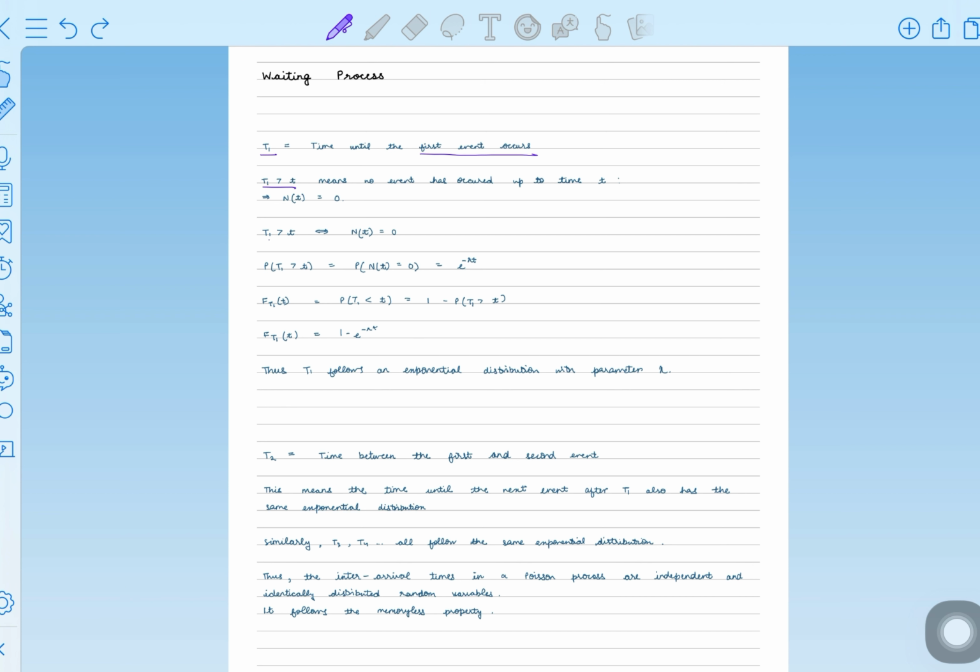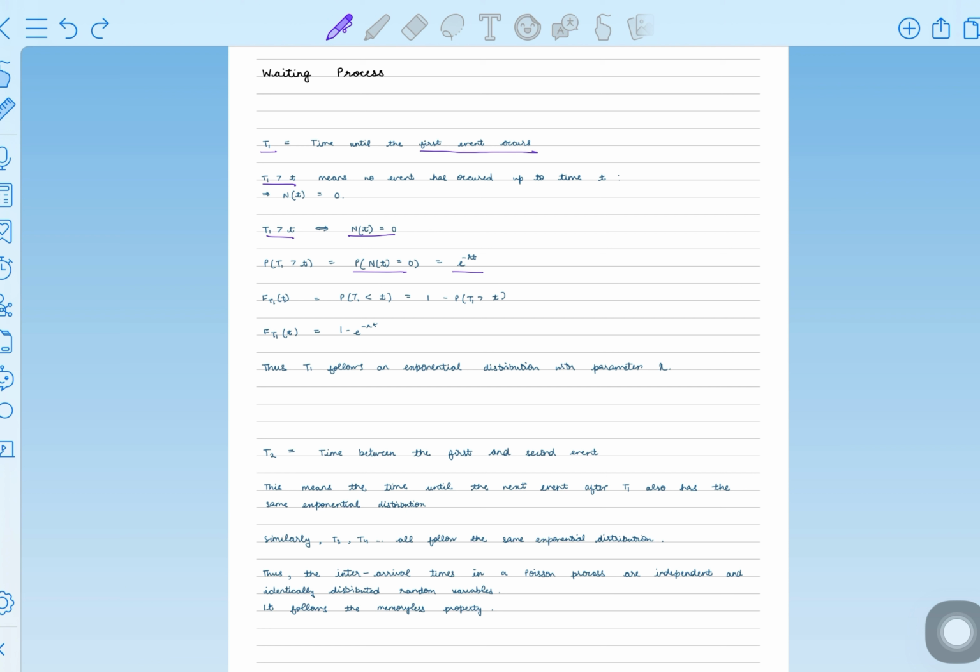So, t1 is greater than t if and only if the number of events occurred in the time period t is 0. This means that both the statements are equivalent. Now, since N(t), or the number of events in t, follows a Poisson distribution with the parameter lambda times t, we can conclude that the probability that the number of events in t is equal to 0 is given by e to the power minus lambda t.